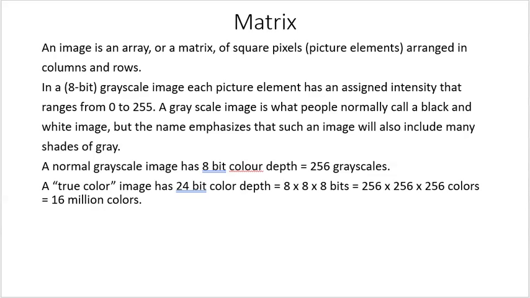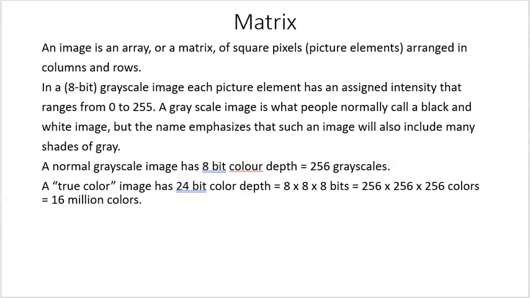So the matrix I talked about earlier: an image is an array or matrix of square pixels. Pixel stands for picture element, arranged in columns and rows. Again, you want to think Excel spreadsheet here. In an 8-bit grayscale image, each picture element has an assigned intensity that ranges from 0 to 255.